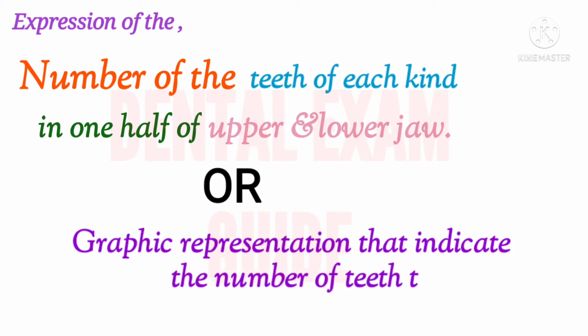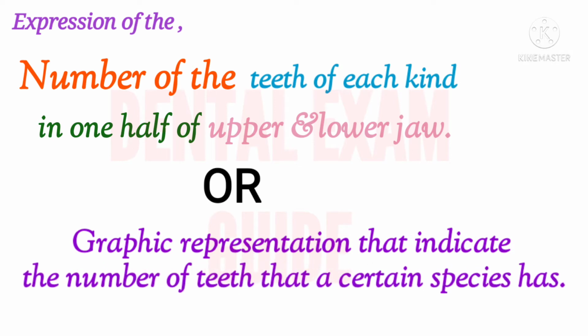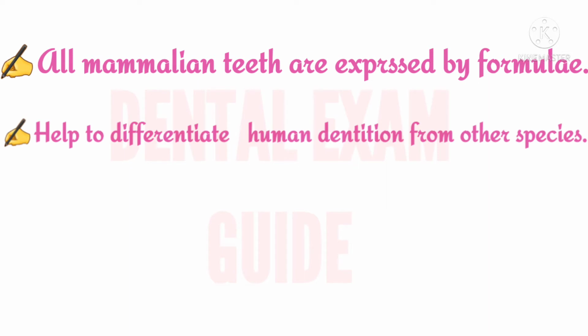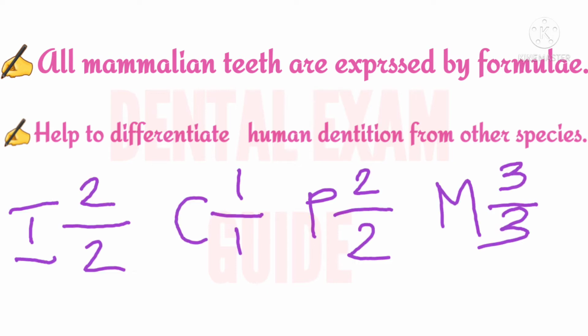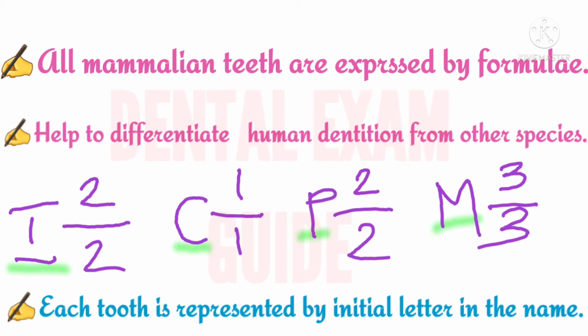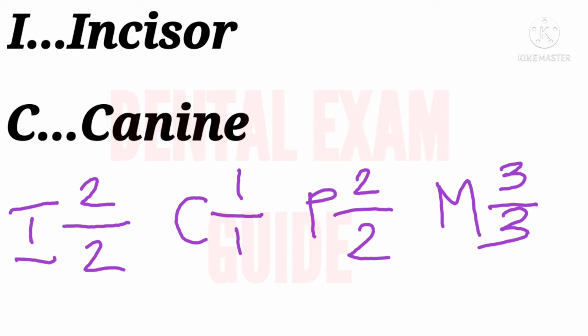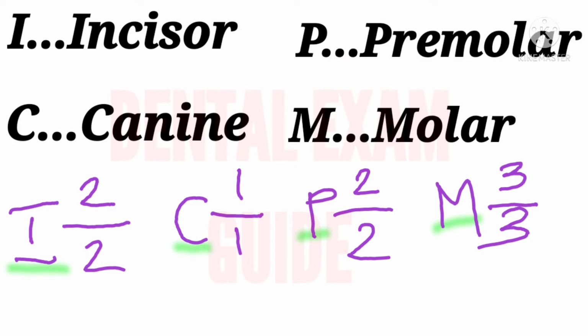Or it is a graphic representation that indicates the number of teeth that a certain species has. All the mammalian teeth are expressed by formulae and it helps to differentiate human dentition from that of other species. Dental formula usually has three parts. First one is an alphabet which indicates the different classes of teeth and it is represented by the first letter in their name. Letter I is used to represent incisors, C for canines, P for premolars and M for molars.